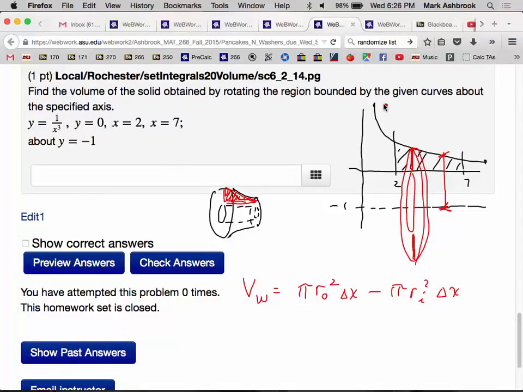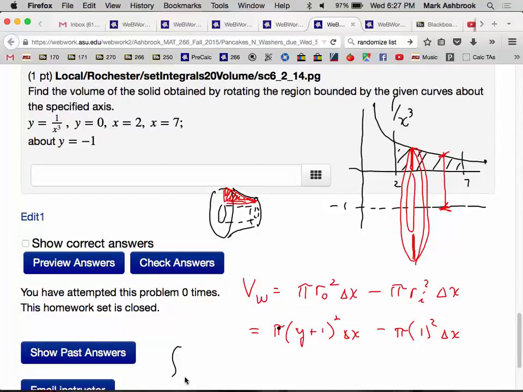And this is our y equals 1 over x cubed. So how do we define that outer radius? Yes, it's going to be the y coordinate plus 1. So it's going to be y coordinate plus 1, squared, delta x, and then the inner radius is 1. It's just always 1 because it's from -1 to the x-axis. And then you're going to integrate.